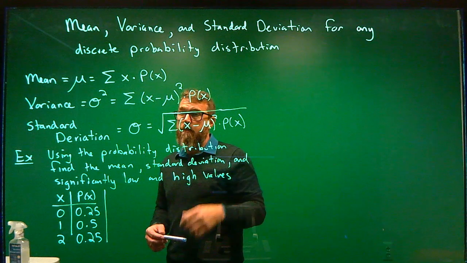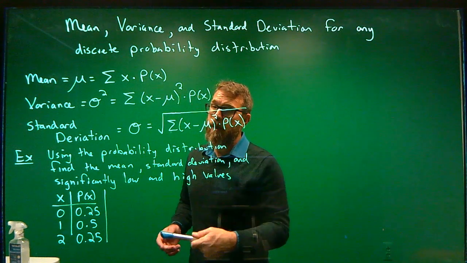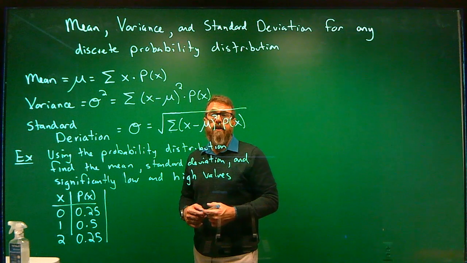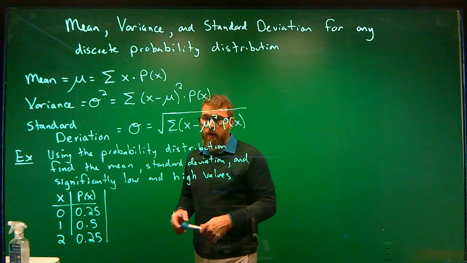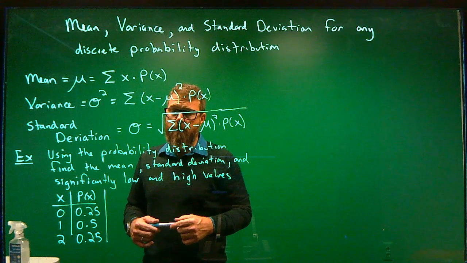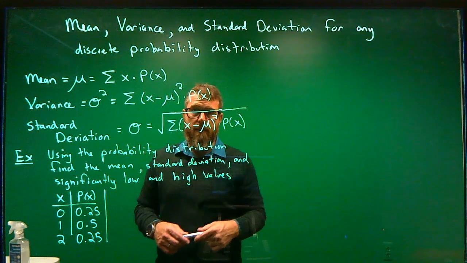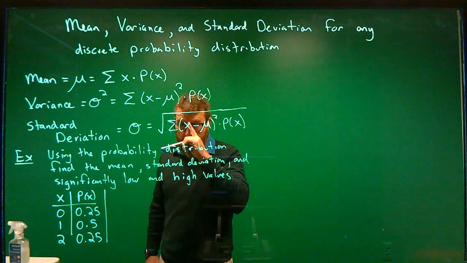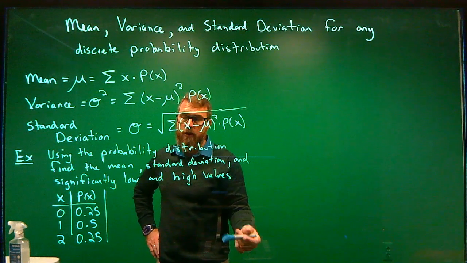So using a probability distribution, I want to be able to find the mean, the standard deviation, and then eventually the significantly low and high values. We did this particular probability distribution in a previous video, and explained where these probabilities came from. But now I want to find the mean and the standard deviation. This example pertains to the number of girls in 3 births.